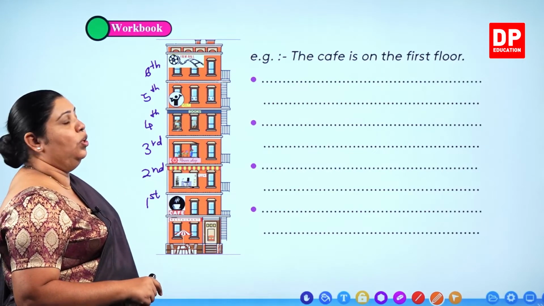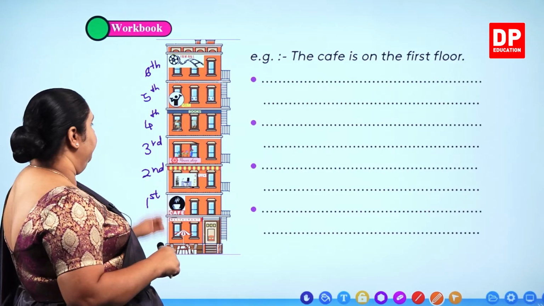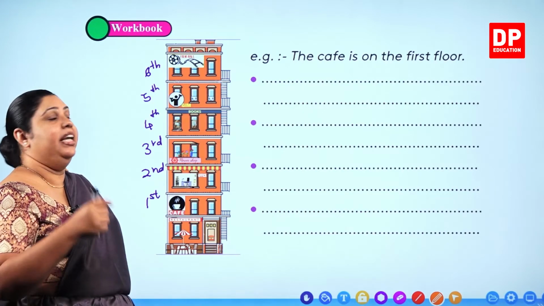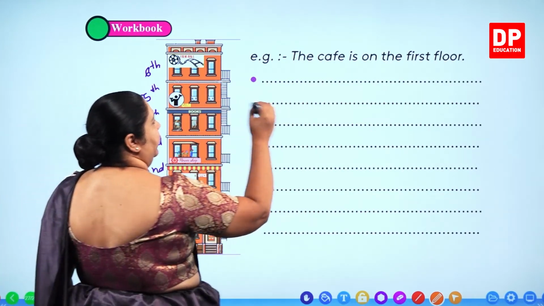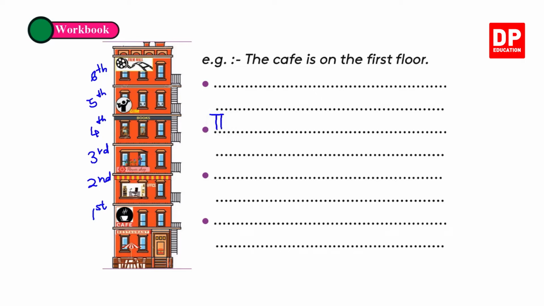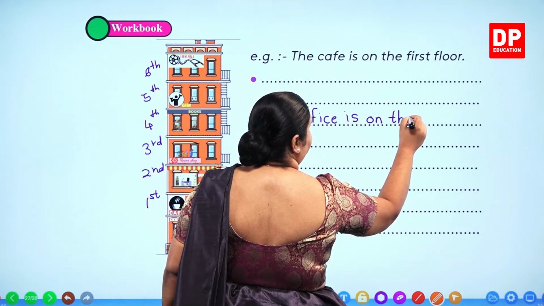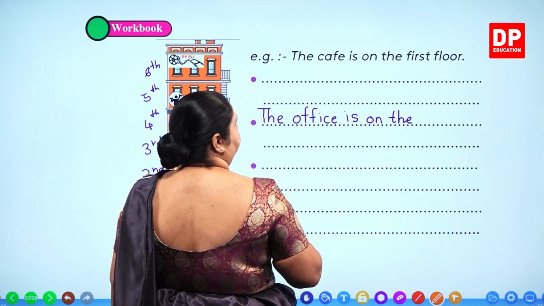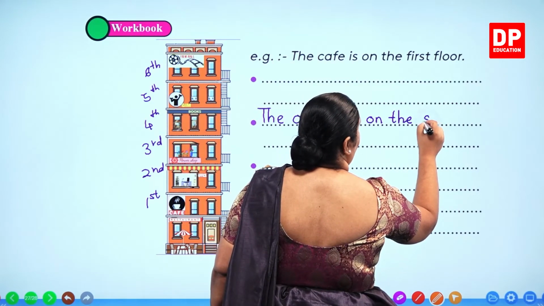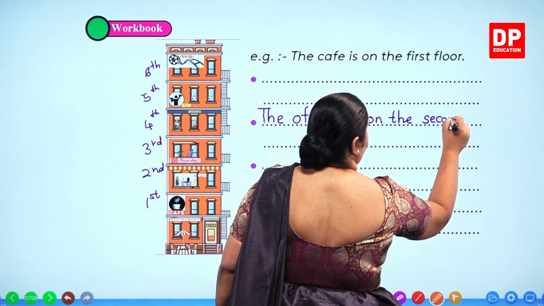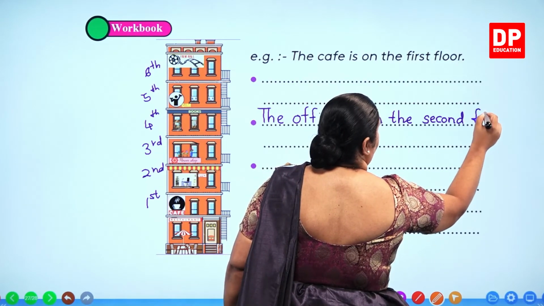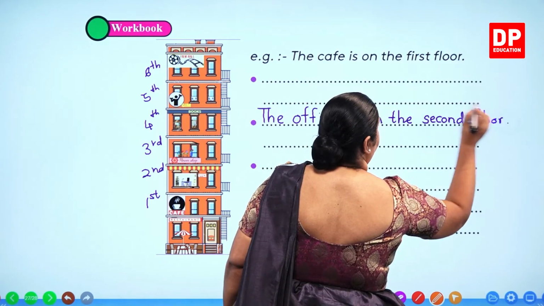Now we are going to move on to the second floor. Let's see. In the second floor, what do we have? We have the office. So how are you going to write that? The office. O-F-F-I-C-E. The office is on the second floor. Now in the first floor we have the cafe. In the second floor we have the office.